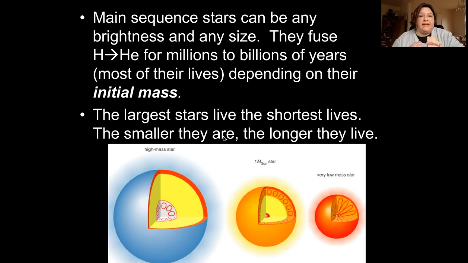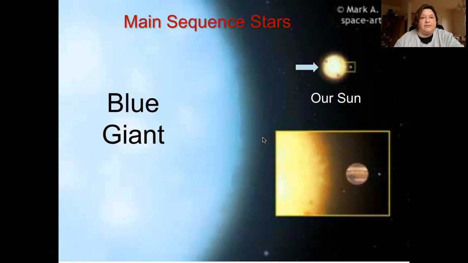Main sequence stars can be any brightness, they can be any size. What makes them a main sequence star is that they are fusing hydrogen into helium. And they do that for millions to billions of years, depending on their initial mass. So it depends on how much stuff makes them up to begin with. When you have really, really big stars, there's a bunch of stuff making it up, but it's burning really, really fast, because it has so much mass in there, it just burns very quickly, whereas something that's really small takes a long time to burn. It'll last literally billions of years.